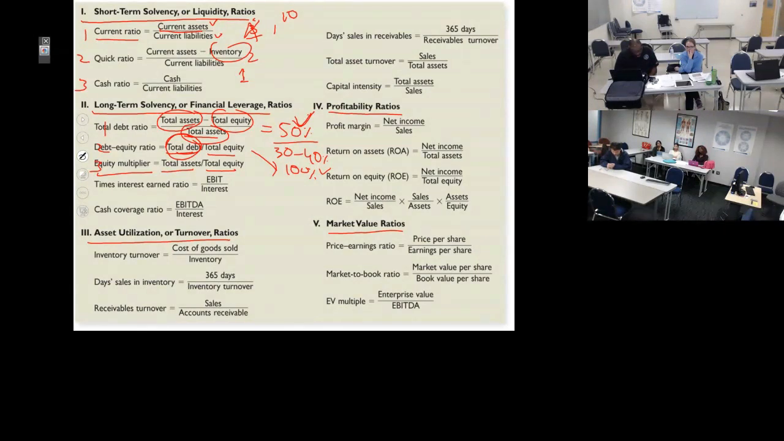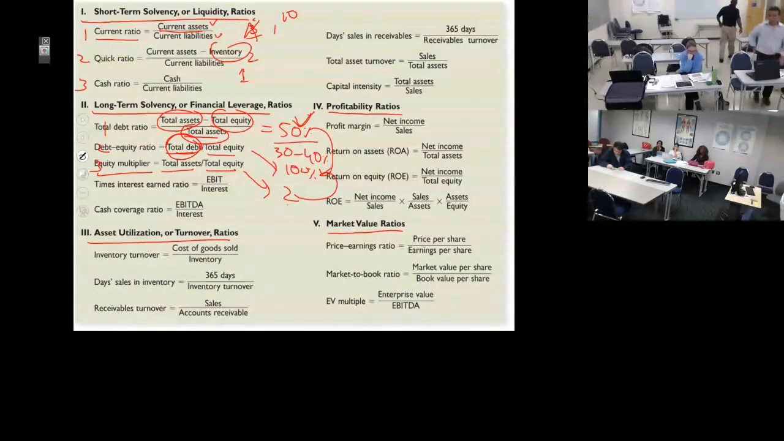So, if, for example, the answer for this is 2, we say the company's equity multiplier is 2. What that means is that the total assets are 2 times larger than the total equity. And again, this is the same as that one, with different interpretations. Why do we call this the equity multiplier? It is because if you multiply equity by 2, you get total assets. Make sense?